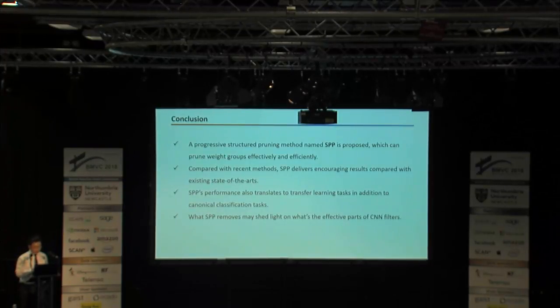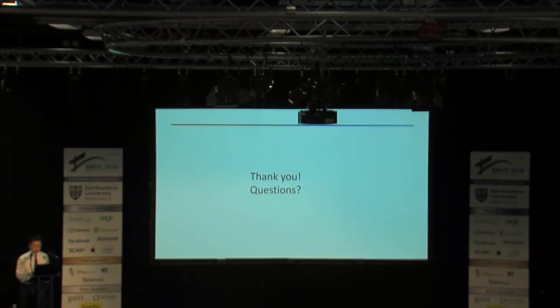So here is a conclusion. Firstly, we propose a probabilistic and progressive structured pruning method, which can prune weight groups efficiently and effectively. Second, compared with recent methods, SPP delivers encouraging results compared with the existing state of the art. Third, SPP's performance also translates to transfer learning tasks in addition to canonical classification tasks. Fourth, what the SPP removes may shed light on what the effective parts of CNN filters are. Thank you very much, and questions, I will come to.